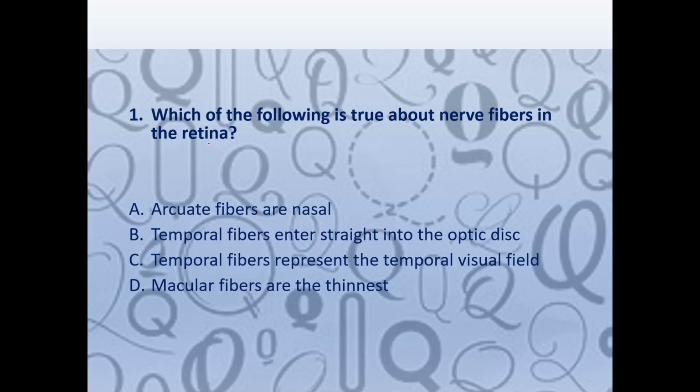So let's start with the MCQs. Which of the following is true about the nerve fibers in the retina? Arcuate fibers are nasal. Is that true? No, that's false. Then temporal fibers enter the optic disc in a straight manner. Again, that's wrong because temporal fibers arch around the macular fibers. Temporal fibers represent the temporal field. Again, this is wrong because temporal fibers represent the nasal visual field. Macular fibers are the thinnest. Yes, macular fibers are the thinnest and they have the most number of ATP. So the answer is D.